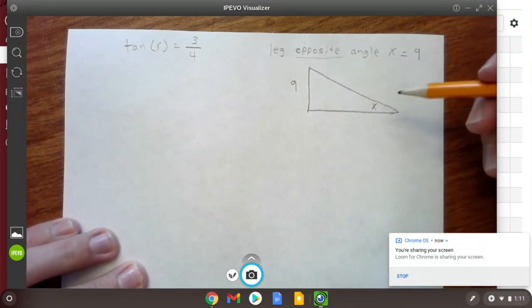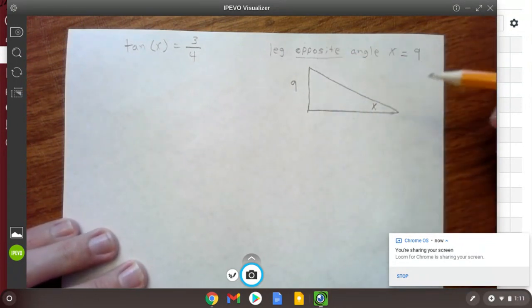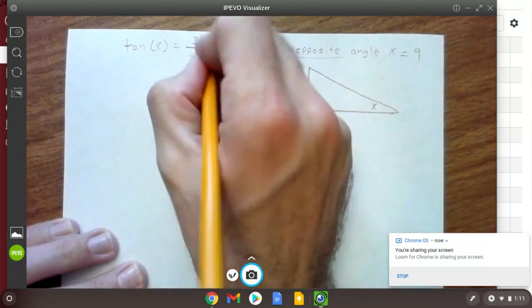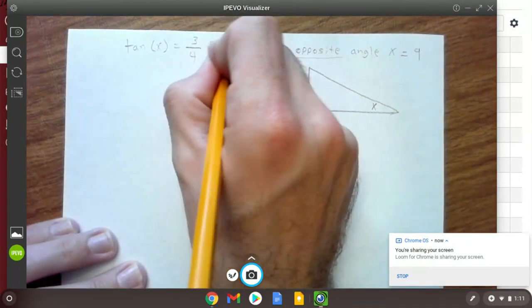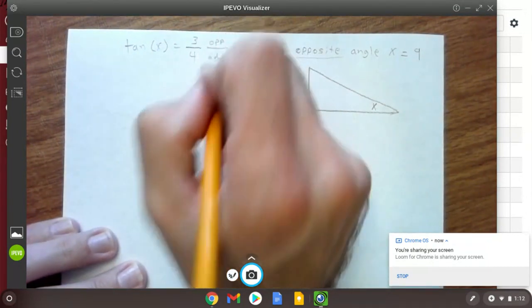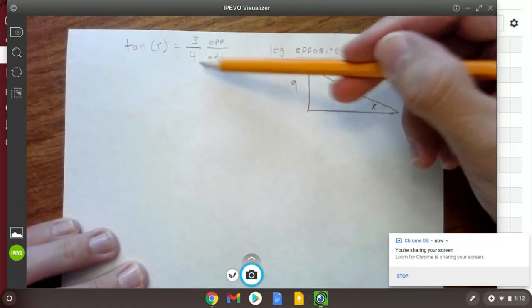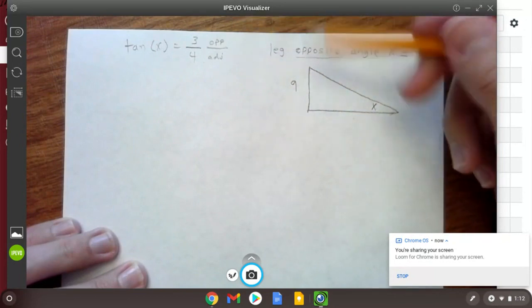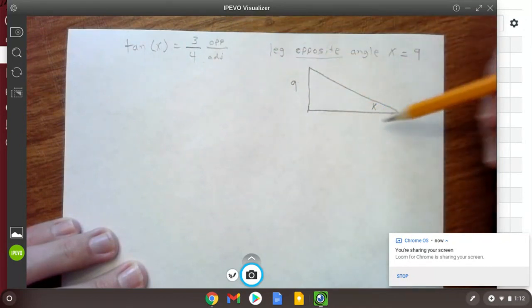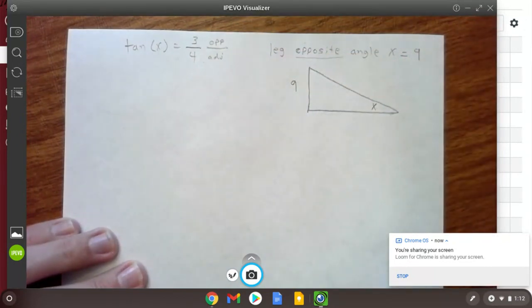Yeah, I think I kind of guessed it right here. I probably drew my triangle a little funky, but you see how it's opposite over adjacent. The opposite side has a ratio of 3 to the adjacent side 4. So the opposite side 9 should be smaller than the adjacent side.